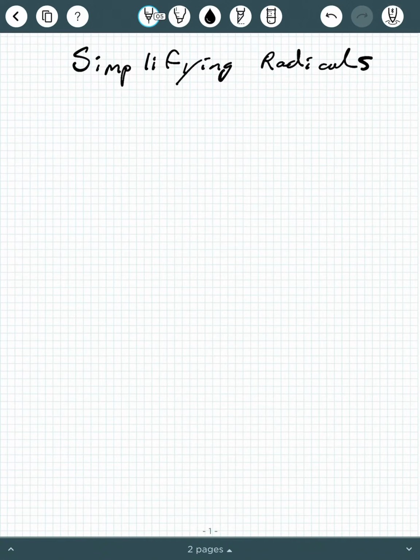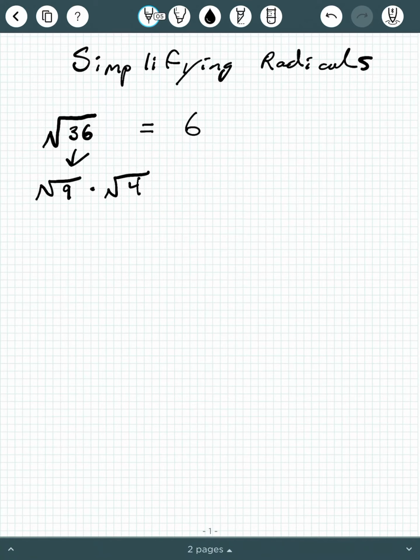And what I mean by a radical is something under a square root. So for example, we can look at the square root of 36, and I think most of us right away know that the square root of 36 is equal to 6. Where it gets a little strange, some of us don't realize that the square root of 36 can also be written as a product of its factors. So I can call this the square root of 9 multiplied by the square root of 4, because 9 and 4 multiplied to give me 36. They're both under the square root.